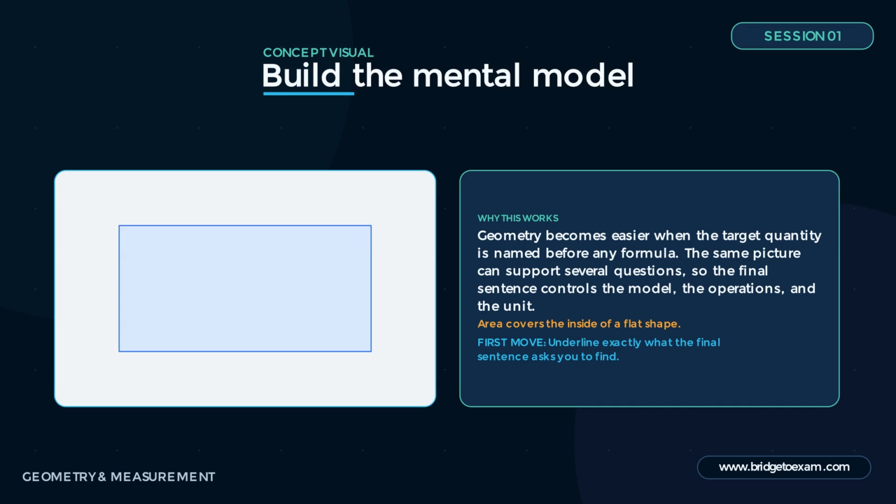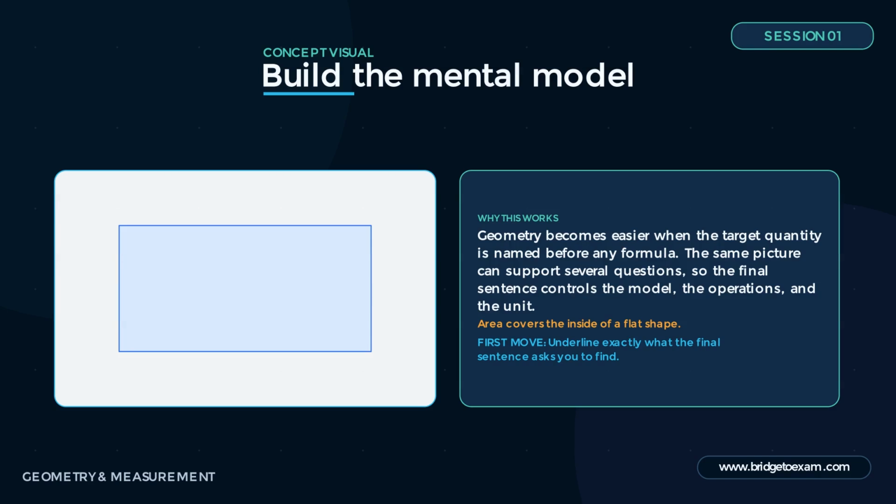Geometry becomes easier when the target quantity is named before any formula. The same picture can support several questions, so the final sentence controls the model, the operations, and the unit. Keep the quantity and its unit together from the first line to the final statement. That habit catches formula mismatches before arithmetic can hide them.